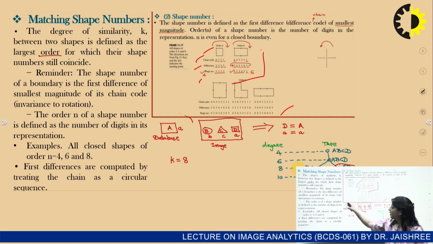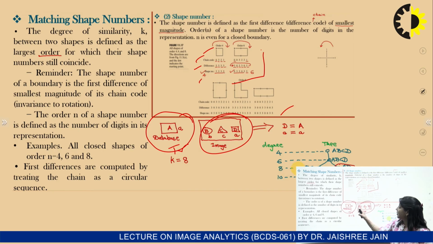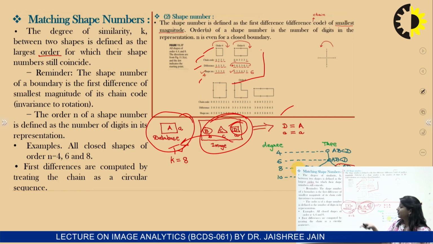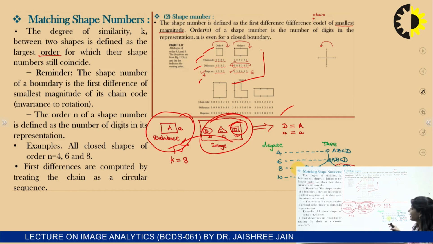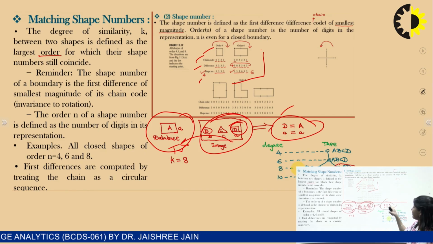So this is a database, meaning this is a training image, and this is a test image. We have to match this image with this. We already have the square shape in our database. So this image D can be matched with A. So D can be equivalent to A.